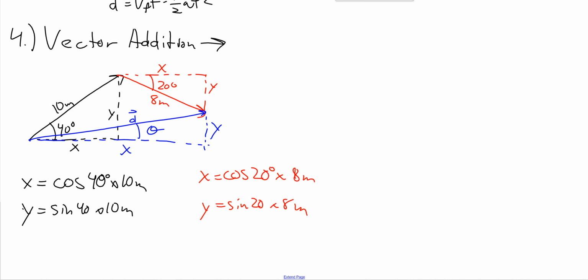Then I could do Pythagorean theorem and get the displacement's magnitude. And then I would have to do trig in order to get the angle, so tan to the -1 of Y over X. We did so many of those, but I guarantee you there'll be a vector addition question on your final exam.